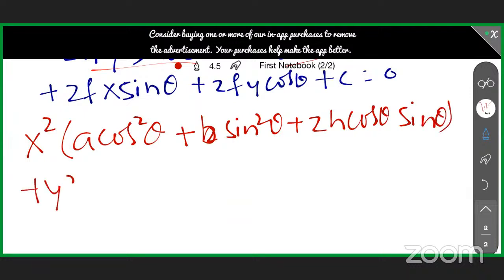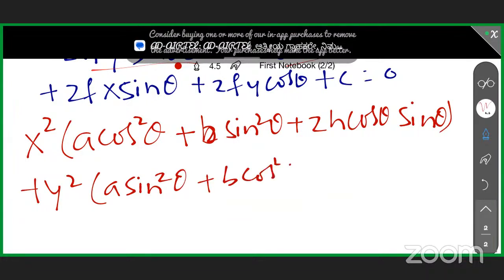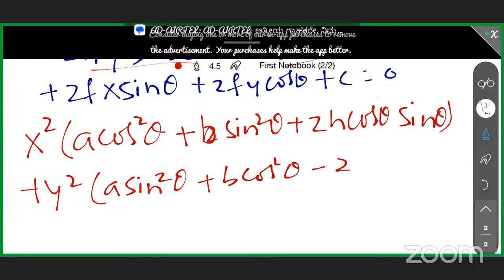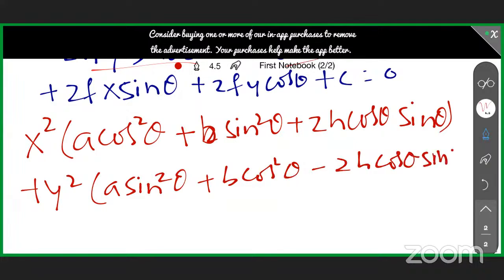Plus y square, what is there? Tell me with y square what all the things are there. a sin square theta plus b cos square theta minus 2h sin theta cos theta.